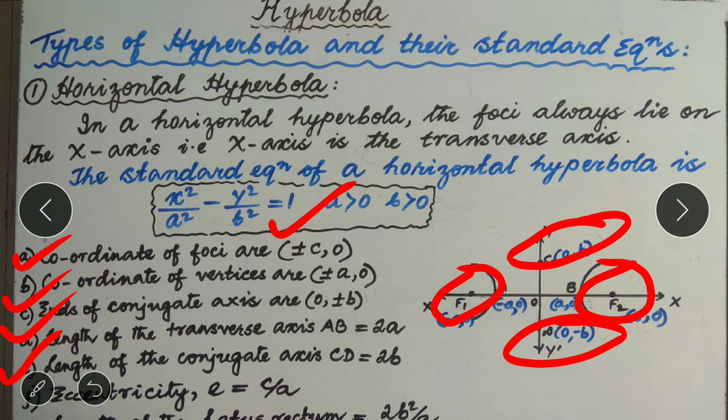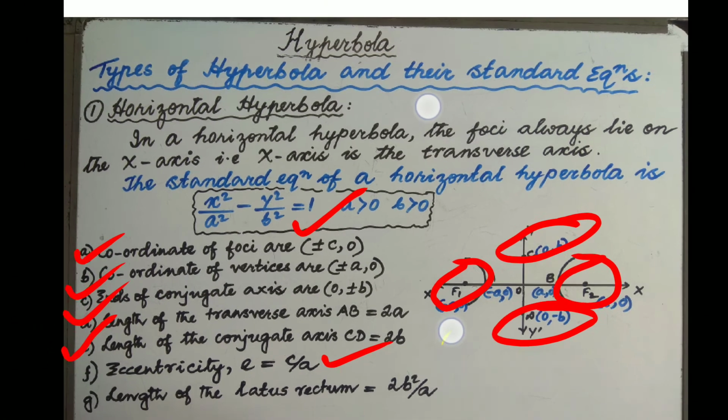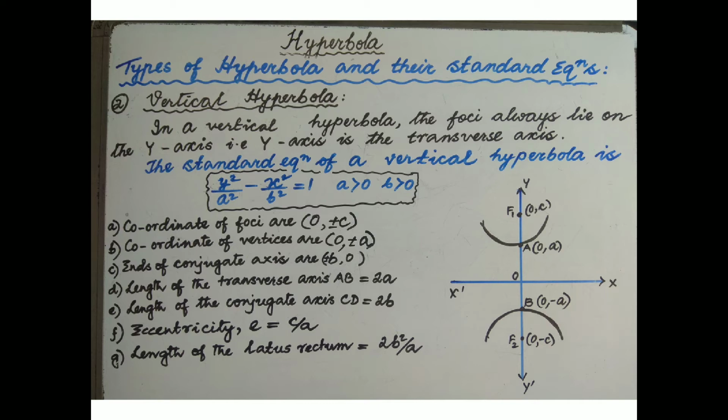Same as in ellipse. In ellipse also we had learned length of the major axis twice a, length of the minor axis twice b. Now major axis and minor axis are replaced by transverse axis and conjugate axis. Then the last two: eccentricity e equals c by a, and finally the length of the latus rectum. What is the length of the latus rectum? 2b square by a. Same formula that we have for ellipse also.